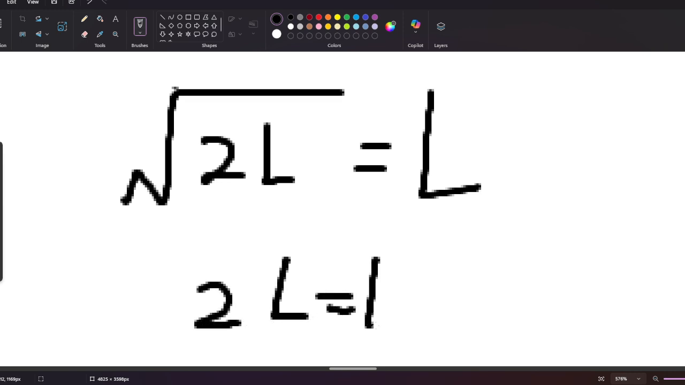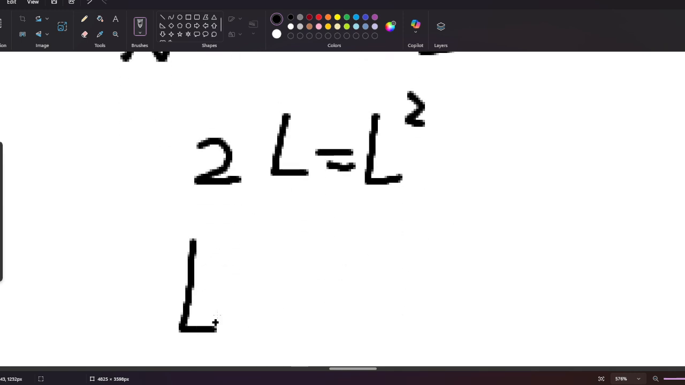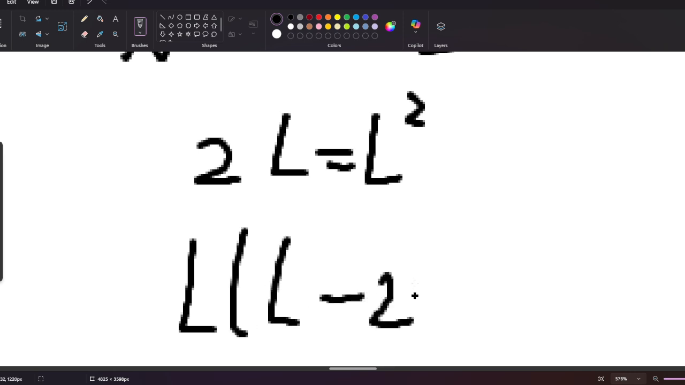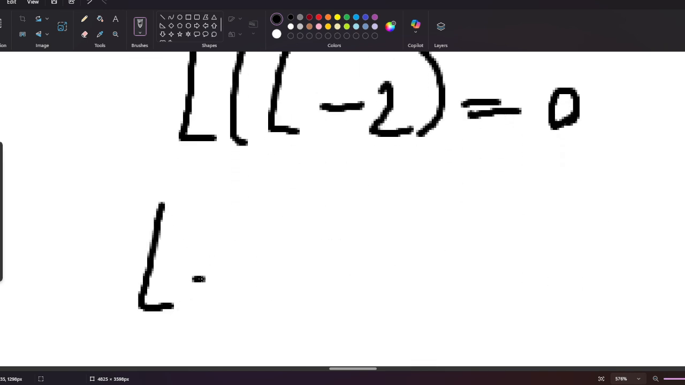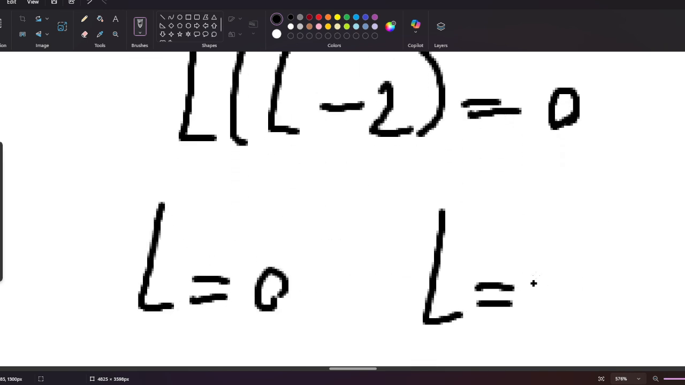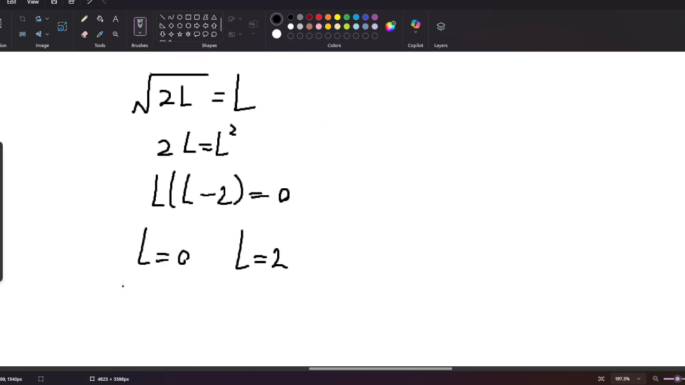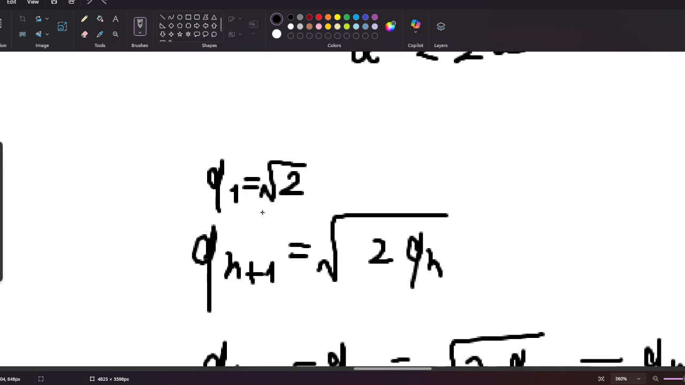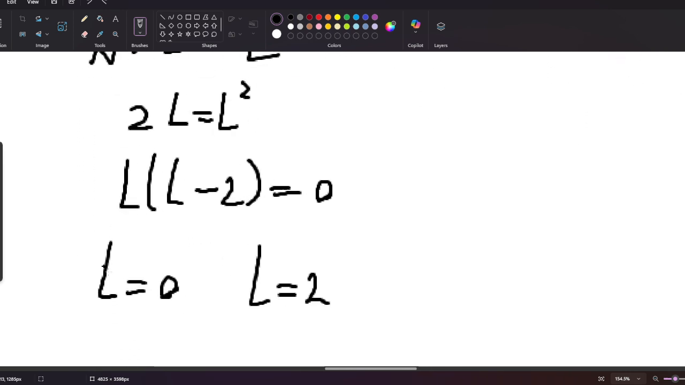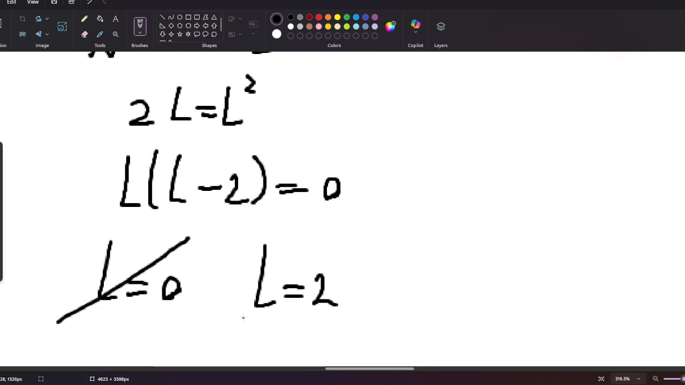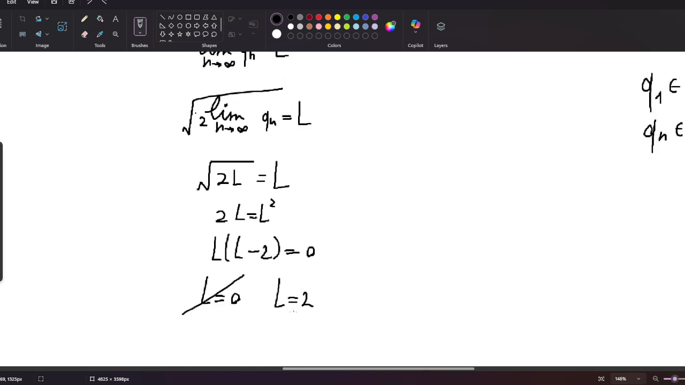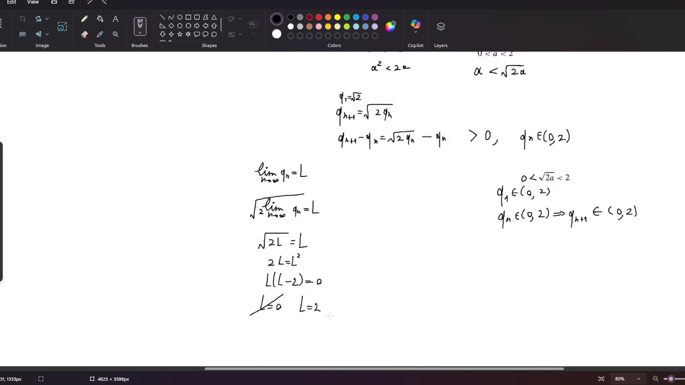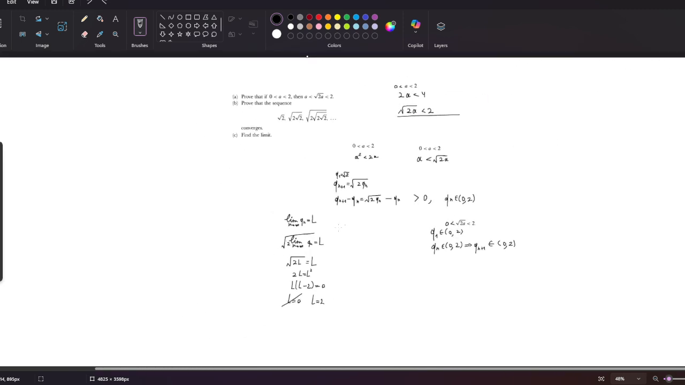Now let's square both sides. 2L equals L squared. L times (L minus 2) equals 0. L is equal to 0, or L is equal to 2. Now, thing is, it can't be 0 because the sequence is constantly increasing and square root of 2 is greater than 0. So it doesn't match, and the only thing that we have left is L equals 2. That is what we're approaching. Which is funny because that's also the bound. Okay, cool. We have found the limit.